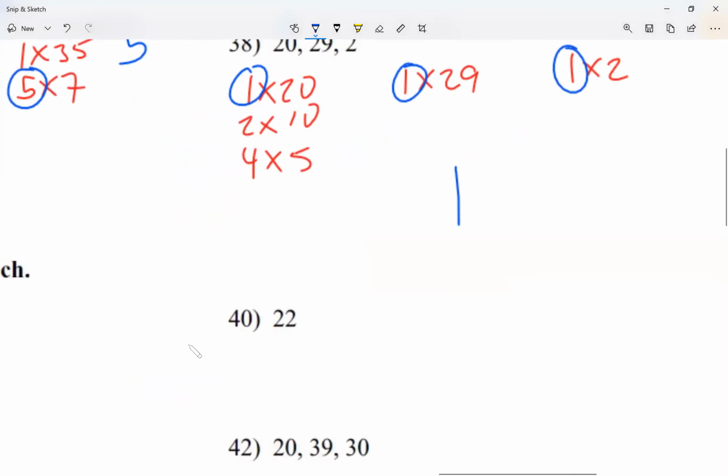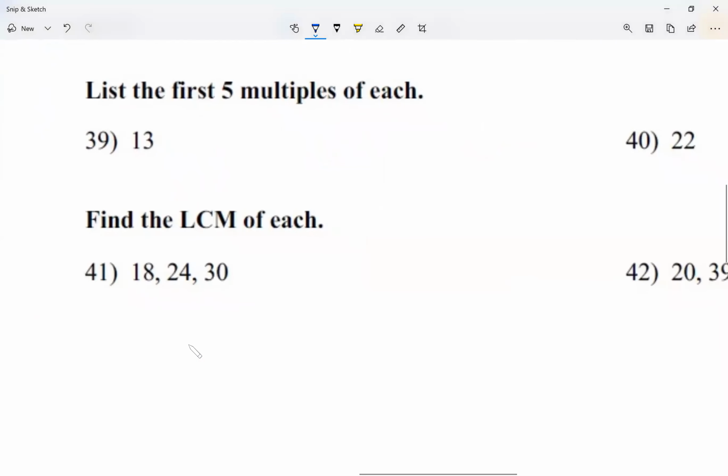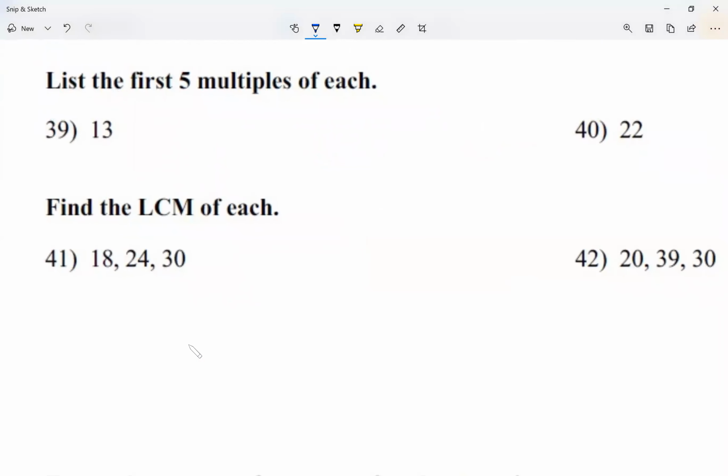All right, let's take a look at number 39 now. So this is a review of what we saw this week. Multiples. List the first 5 multiples of 13. So I'm going to start with 13. I'm going to make a list of 5 numbers. My first number is 13. My second number is 26. My third number is 39.